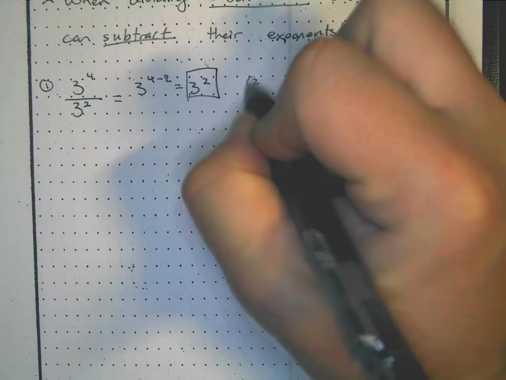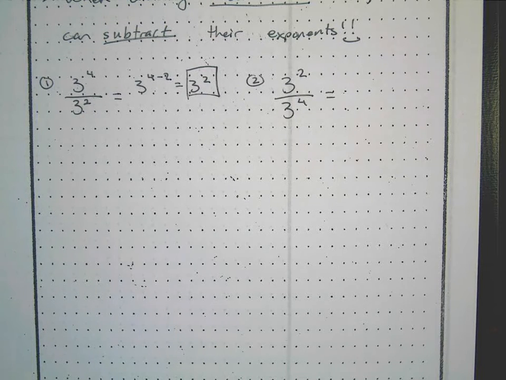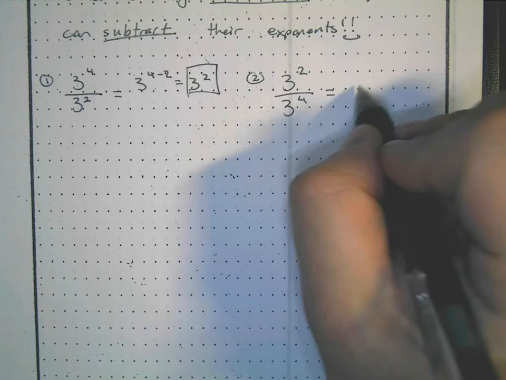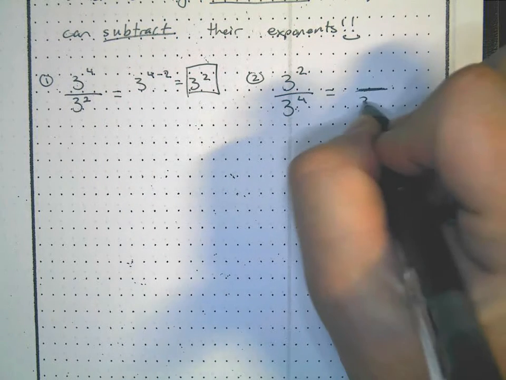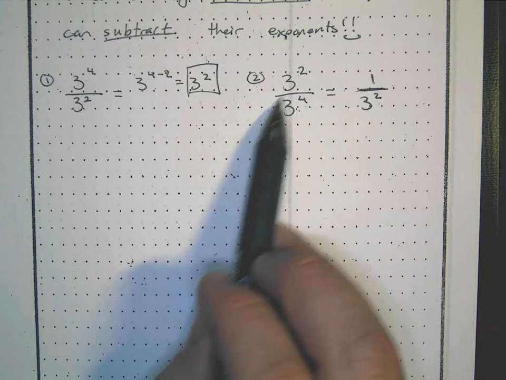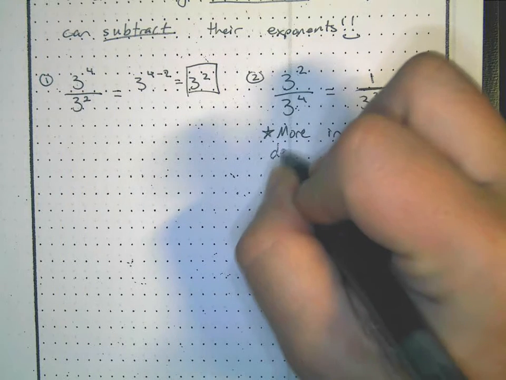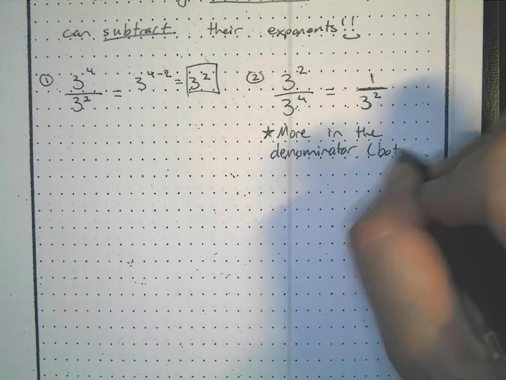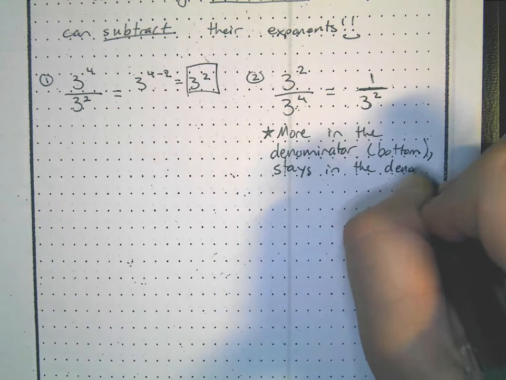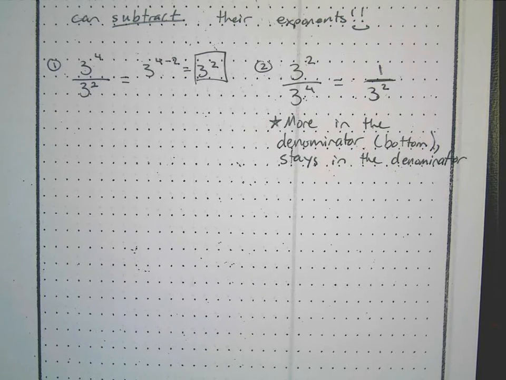Now, say I switch the order. Say I did 3 squared over 3 to the 4th. What's that answer going to look like? I'm still going to subtract, but the location is going to be where there were more to begin with. Since I had more in my denominator, once I subtract, I'm going to stay in the denominator. I'll put a 1 to hold the place. So I did 4 minus 2 is 2. I'm going to keep everything in the denominator because I had more in the denominator. So if there's more in the denominator, it stays in the denominator. That's going to be the big thing we want to keep track of.